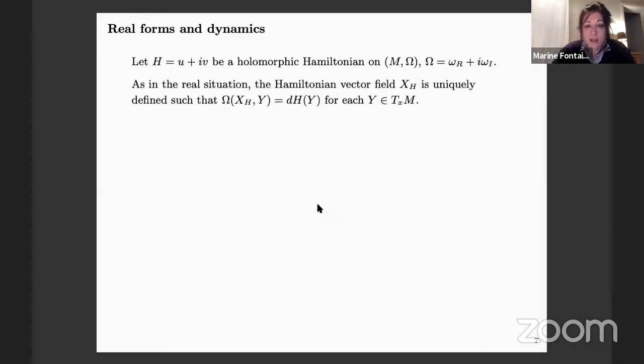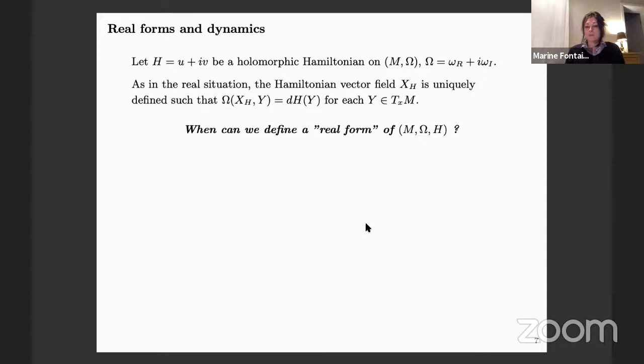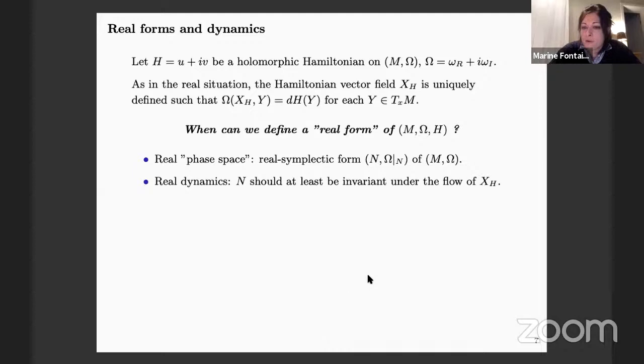And how can we, what would we call a real form of a holomorphic Hamiltonian system? Well, for the phase space, you will take a symplectic real form, N, and the restriction is purely real. And for the dynamics, you would like the flow of this holomorphic Hamiltonian vector field to leave that real form N invariant.